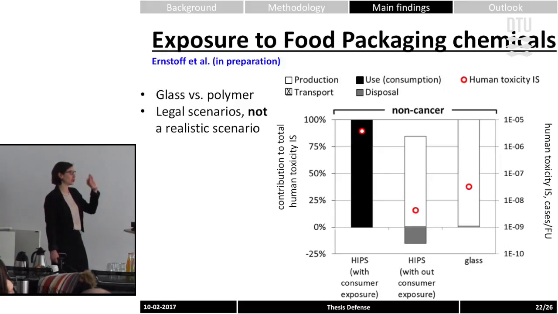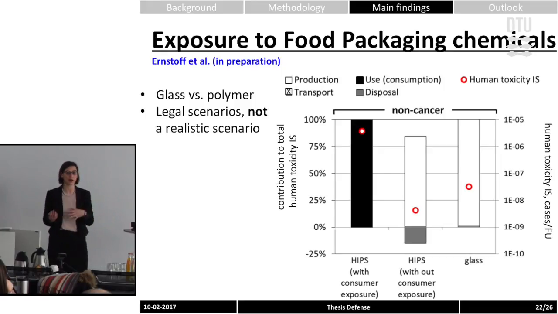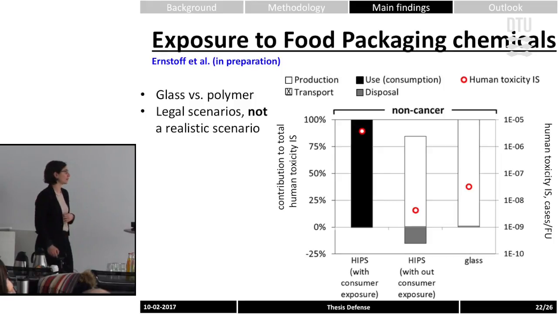And if we include the exposure to chemicals in HIPS, the ones with data available, again, that was only 20, and there could be potentially hundreds, then the human toxicity impact score pops up several orders of magnitude higher, and it also changes the ranking between the two products. So now we have a scenario where the polymer is performing worse than the glass with respect to this impact category.